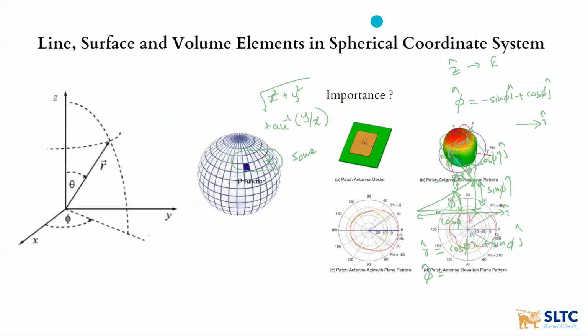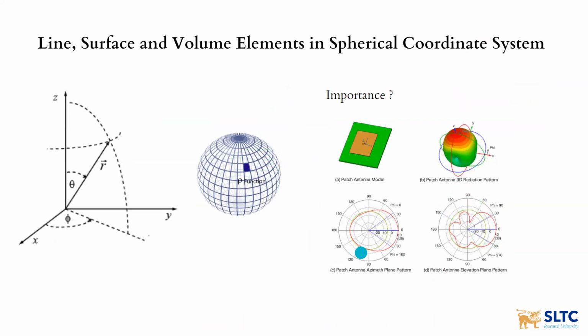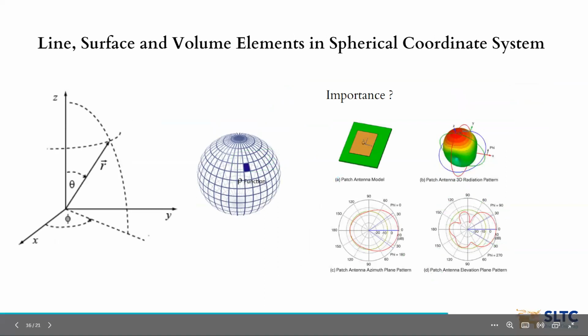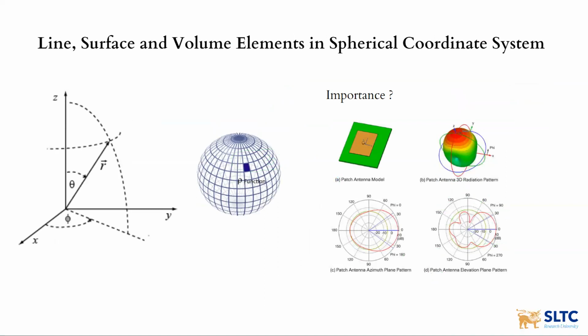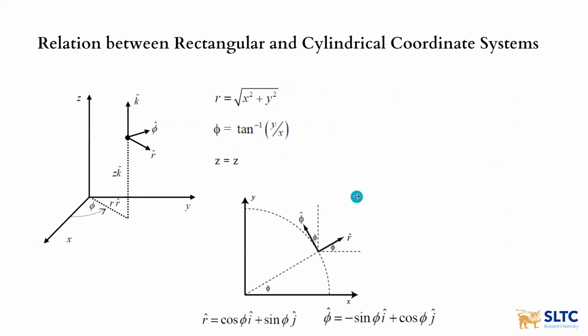So I think I will explain the spherical coordinate system in the next class. Magnitude of phi hat. Phi hat is the unit vector along phi, no? So like a unit vector, the magnitude will be 1. Phi hat magnitude will be 1.